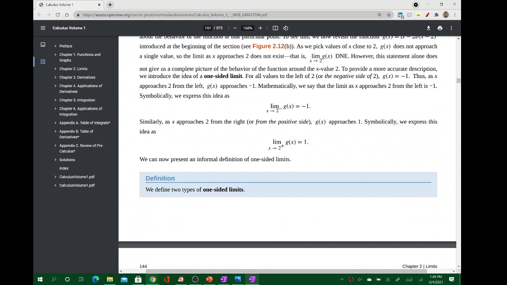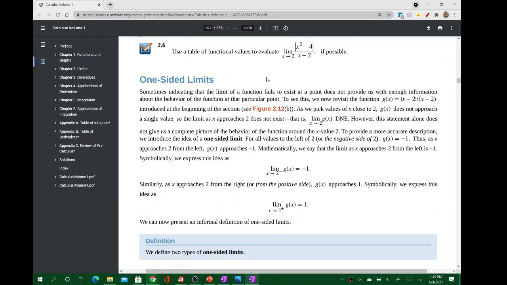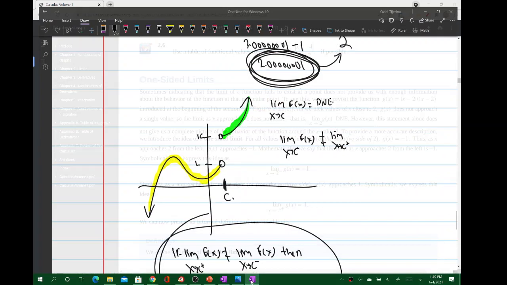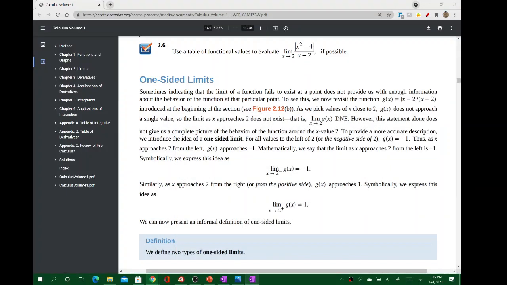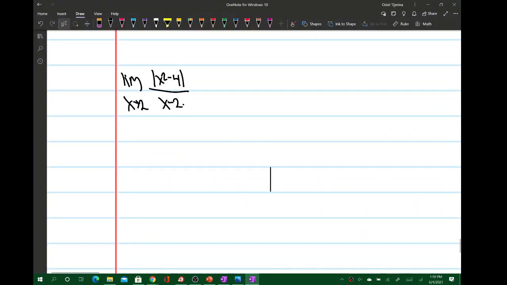That's what that means. They use that example of x approaches 2 from the right versus x approaches 2 from the left to evaluate the limit as x approaches 2 of the absolute value of x squared minus 4 over x minus 2. I can actually work that out. For example, what is the limit as x approaches 2 from the left?